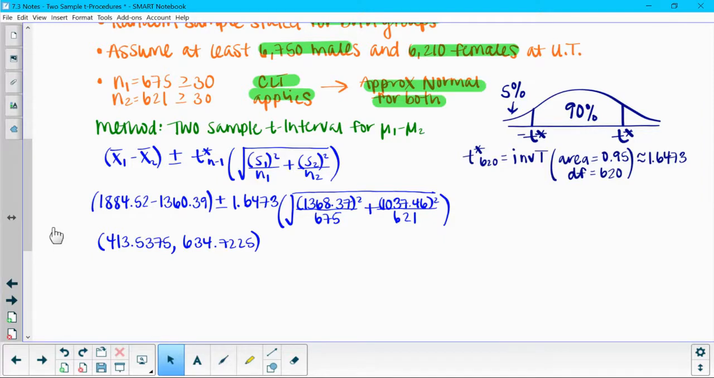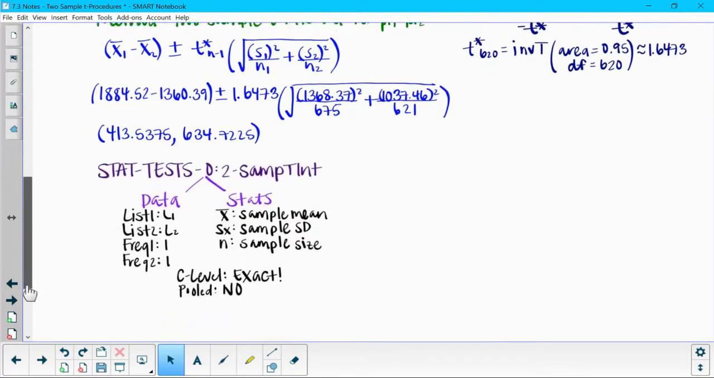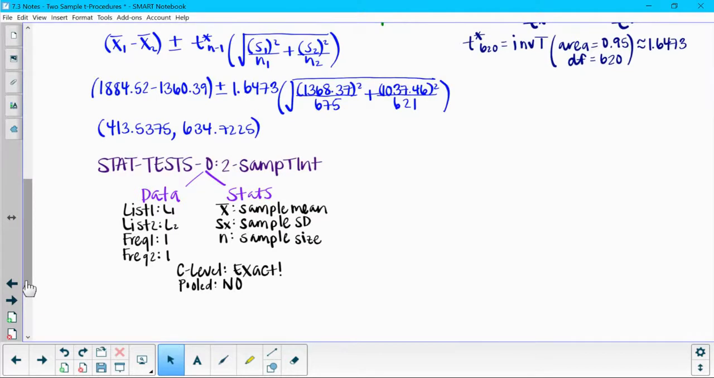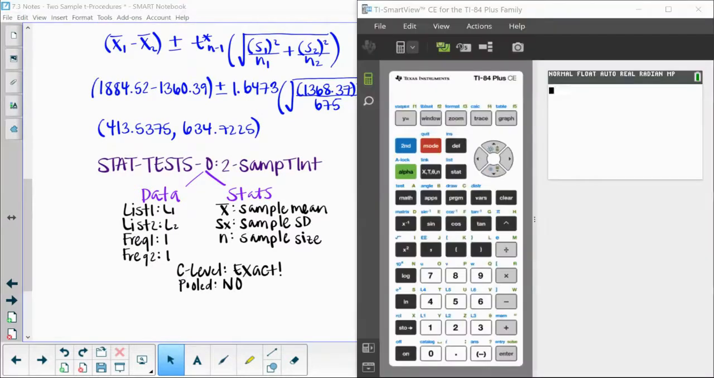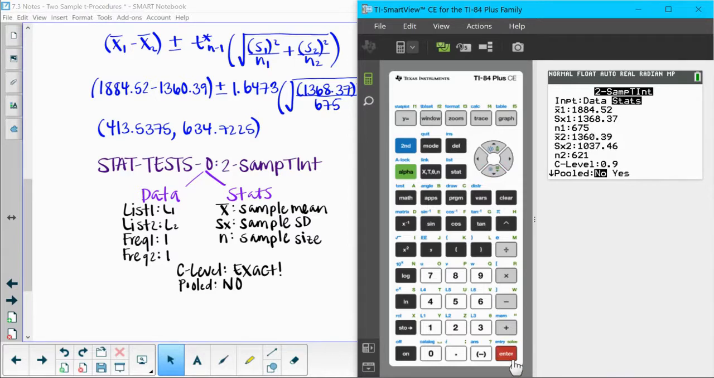Since we're only doing one example of each type of procedure, I'm going to go over calculator steps for this before we conclude. In your calculator, you are interested in STAT TESTS 0. I've opened up my calculator to walk you through how you could do this problem. I'm going to go to STAT, over to TESTS, down to option 0, 2-SampTInt, and I'm going to choose either data or stats. I've organized it here so that you can see what you should be entering and what it's asking for.